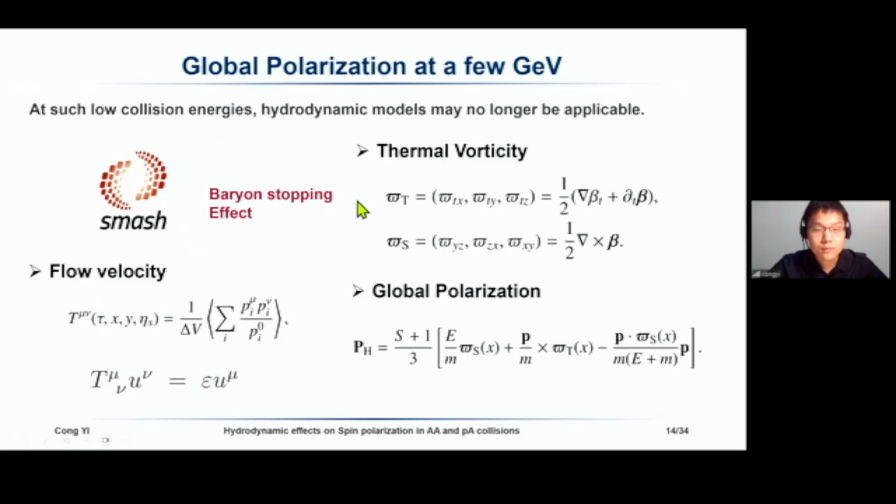Since the global spin polarization is mainly contributed by the thermal vorticity, as a preliminary result here we just concentrate on the thermal vorticity effects. Based on the thermal vorticity of the collision system and the last interaction location of the lambda hyperons, we can calculate the average global spin polarization of lambda hyperons by the spin polarization vector.